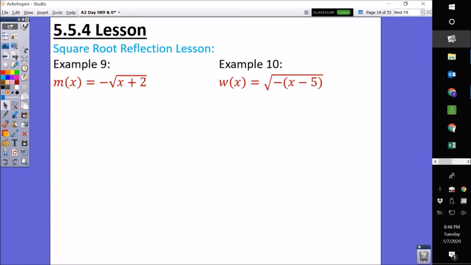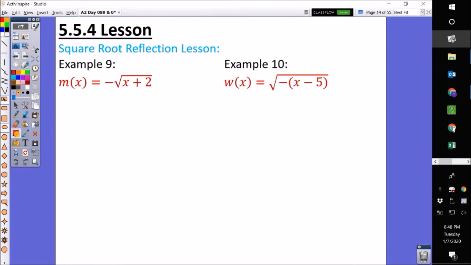Moving on to example 9, we have m of x equals negative square root of x plus 2. So we're going to have a translation. We're just going to do a little practice with translation. Since we have a negative sign that is outside the square root, this is going to be a reflection across the x-axis, and the plus 2, since it's inside behind the x, is going to be translated left 2 units. So here's the negative sign.